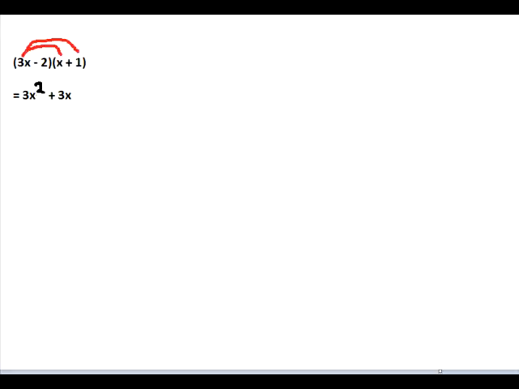Then I'm going to multiply the negative 2 by x. So negative 2 times x is going to be negative 2x. Oops, no. This is harder than it looks.